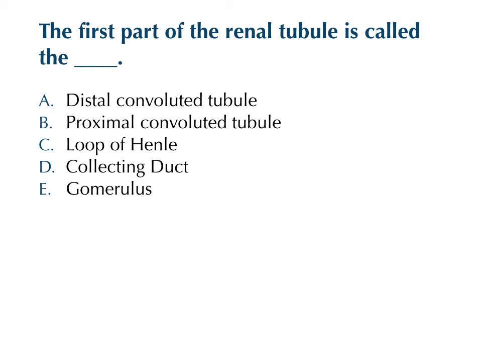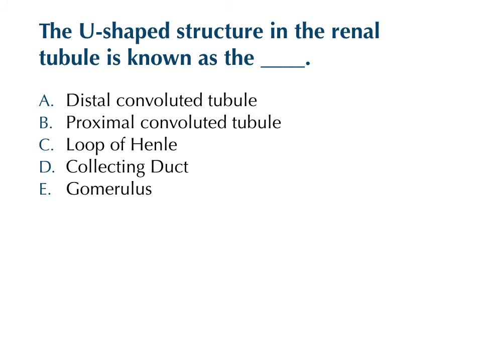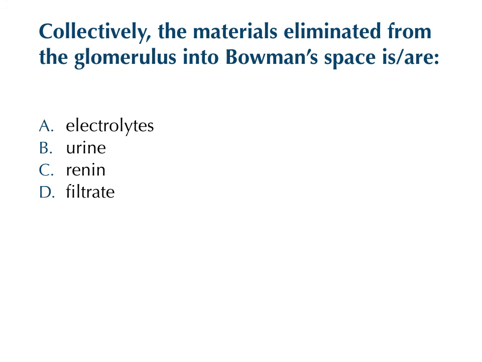The first part of the renal tubule is called which one of the following? The DCT, the PCT, the loop of Henle, the collecting duct, or the glomerulus? And this again is the proximal convoluted tubule. The U-shaped structure in the renal tubule is known as, and it's of course the loop of Henle or the nephron loop.